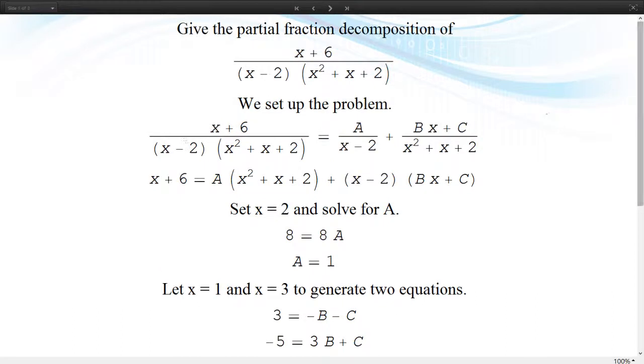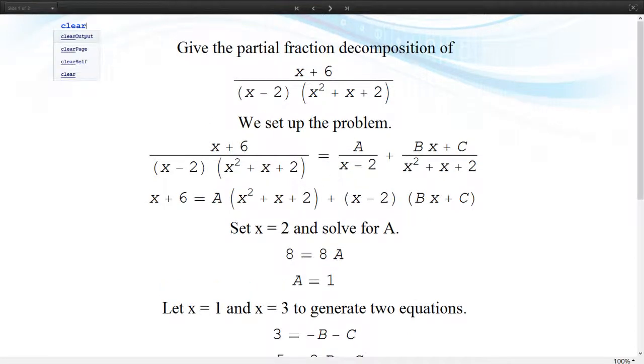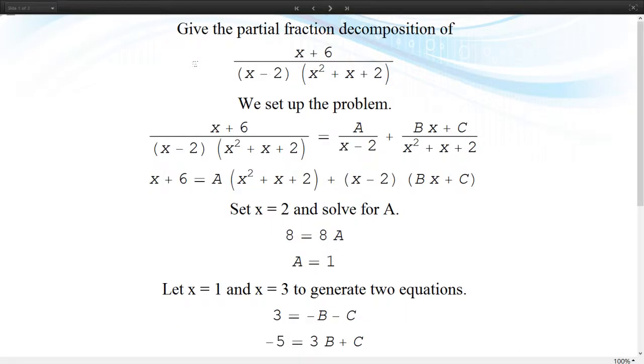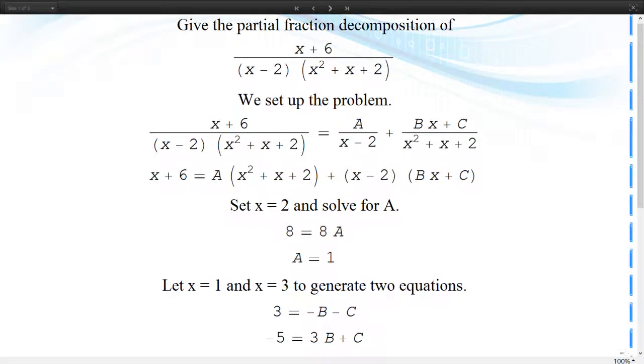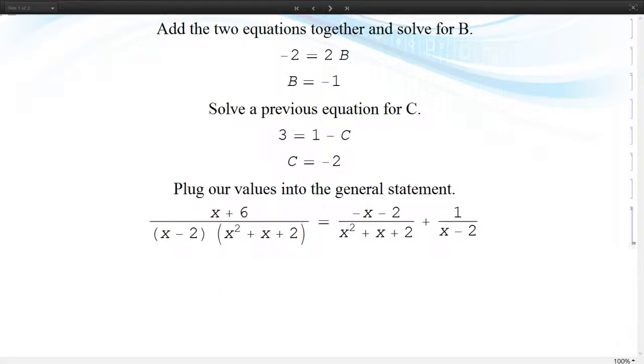On to question number 5. Let me clear the page. Oh, that doesn't work as effectively as I would have liked. I'll clear the page manually. Problem 5.